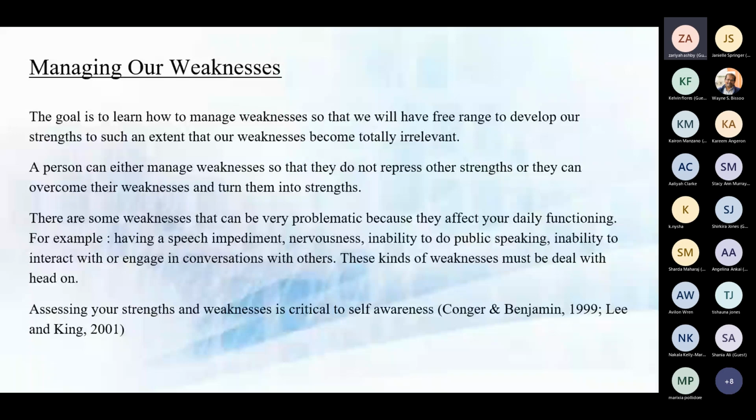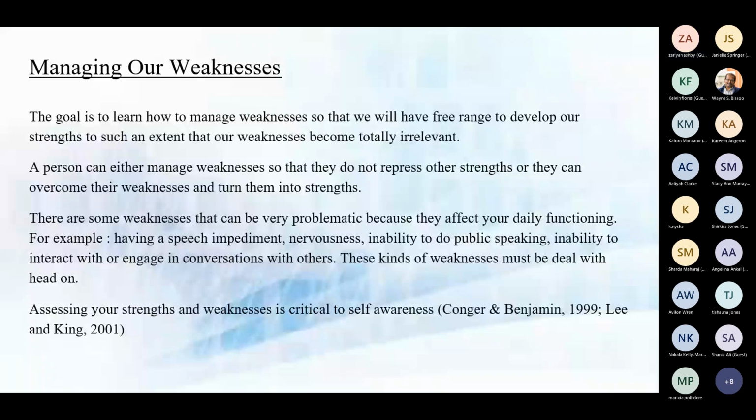There are some weaknesses that can be very problematic though, because they affect your daily functioning. For example, having a speech impediment, being someone who's very nervous, having the inability to do public speaking, or the inability to interact or engage with others. These kinds of weaknesses must be dealt with head on.